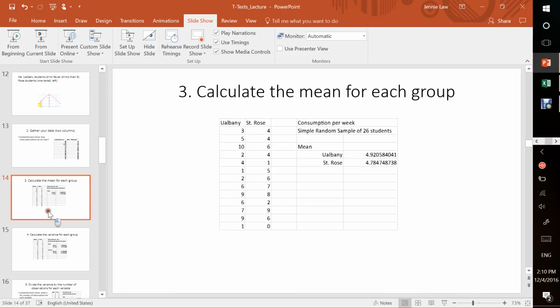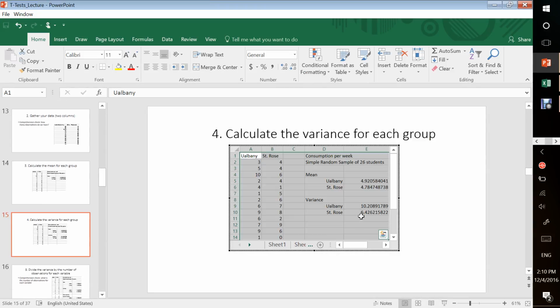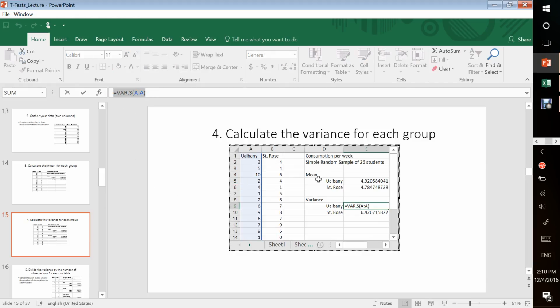Now, after you've calculated the mean for each group, you're going to calculate the variance for each group. And you're going to do that using the var.s command because we're working with a sample. So you just type in var.s and select your data for UAlbany, and then you would do var.s and use the data for St. Rose. So we have two different means and two different variances.